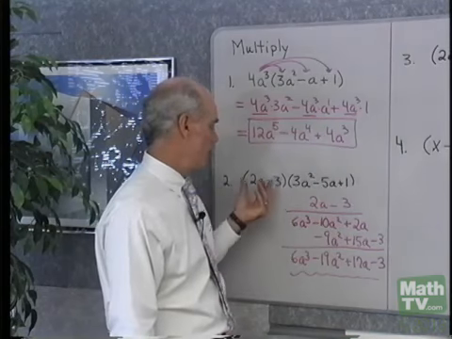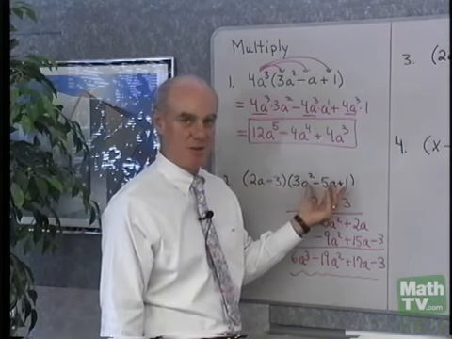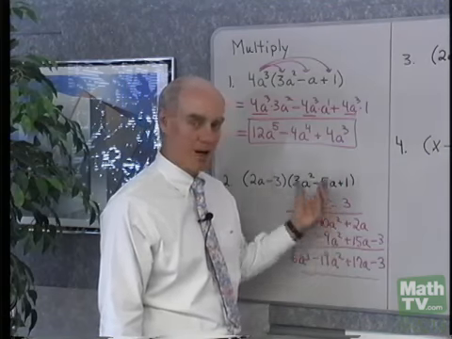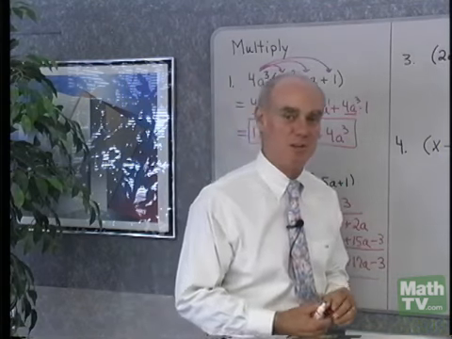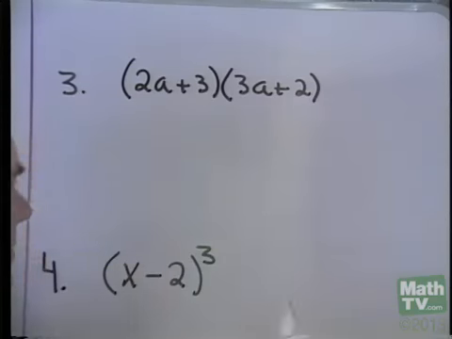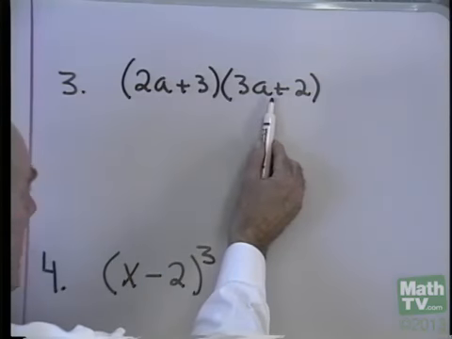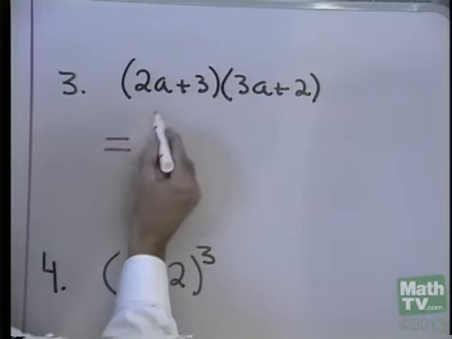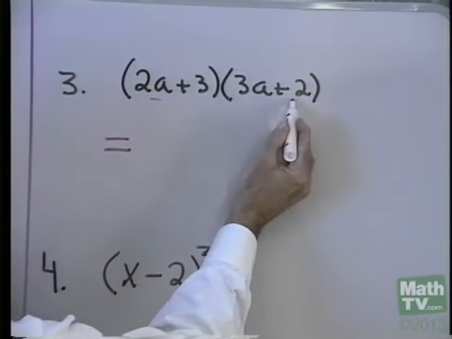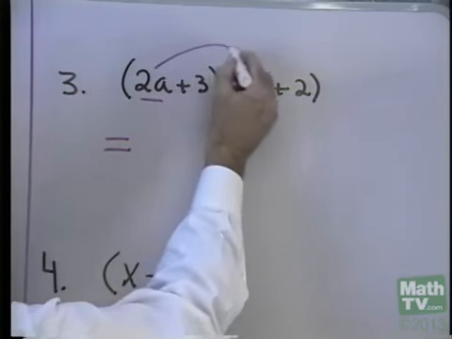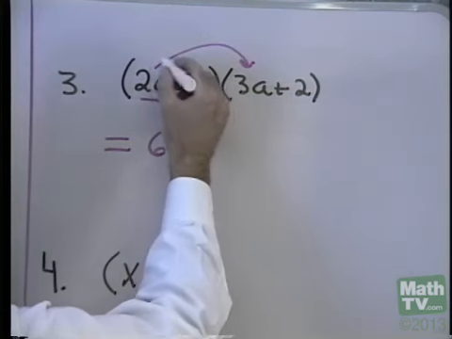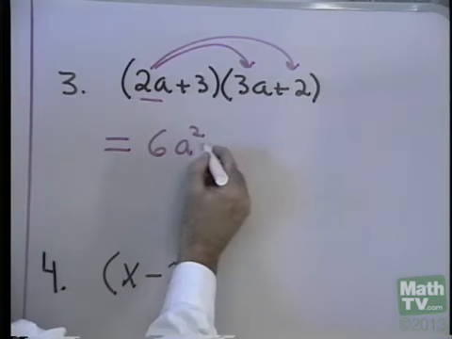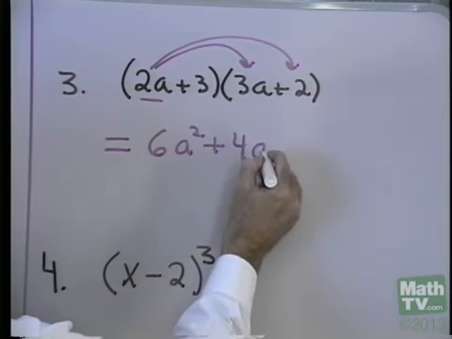And the rule is really multiply each term here times each term here. This is just a method of accomplishing that, which looks similar to long multiplication with whole numbers. Here's our next example. I have this binomial times this binomial. I want to multiply each term here times each term here. So I'll start with 2a and multiply times 3a. That will give me 6a squared. 2a times 2 will give me 4a.